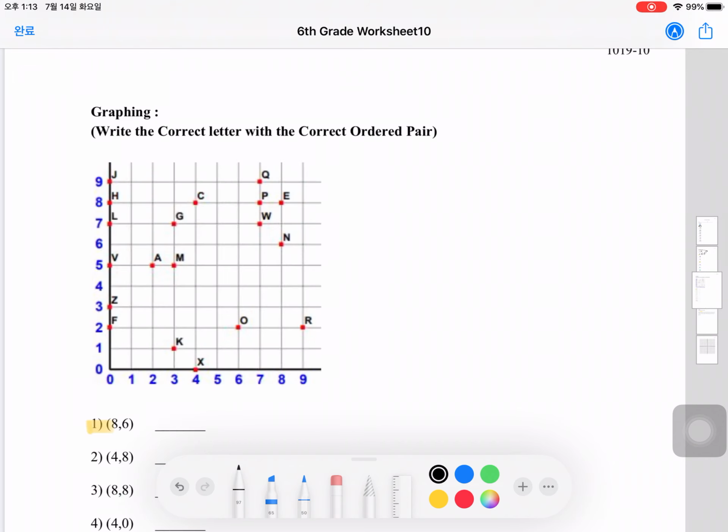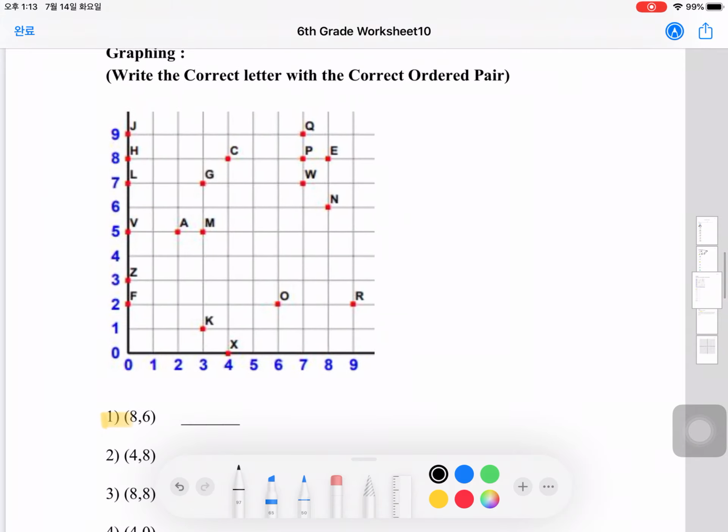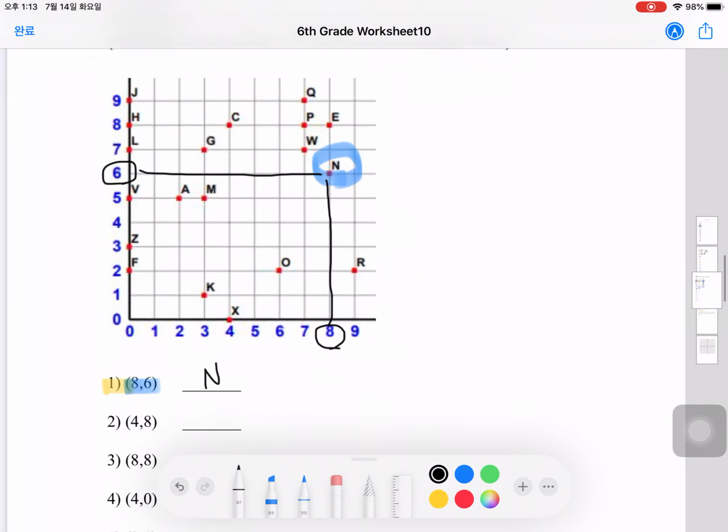Write the correct letter with the correct ordered pair. We'll go straight into number 1. What this wants us to do is see the ordered pair and locate which letter is at this ordered pair. So the first one is 8, 6. And if we connect these, we can see that the letter at this point is N. So on the line here, we would write N.